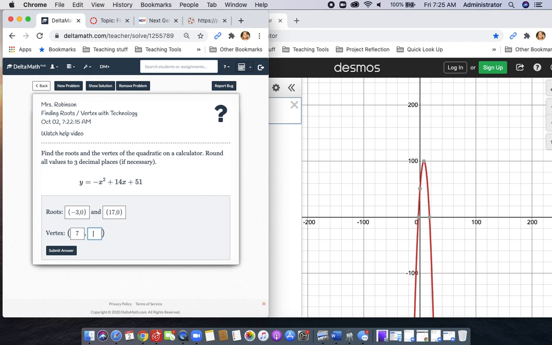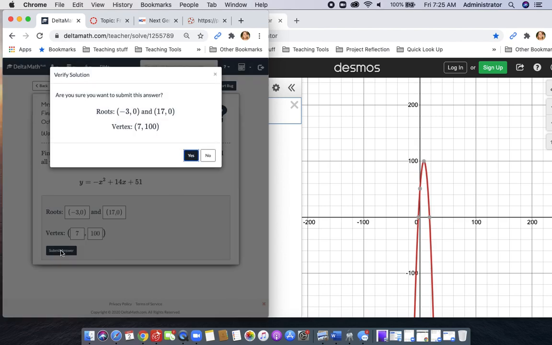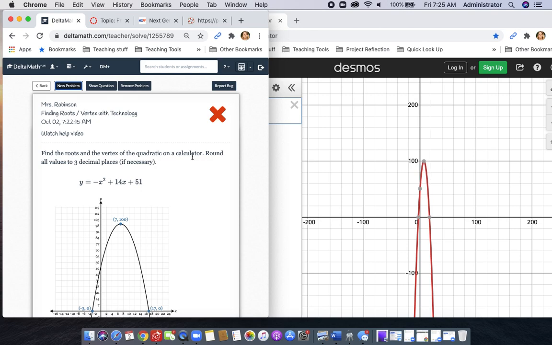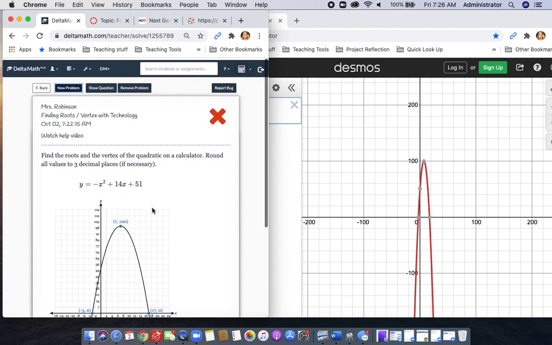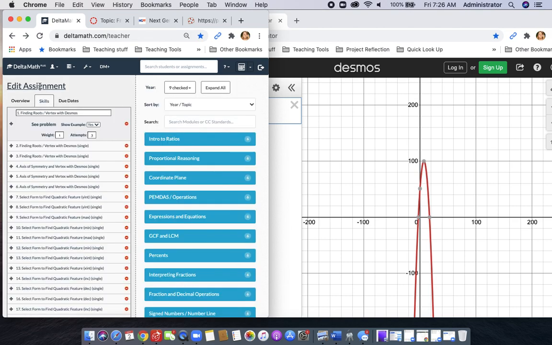So I'm going to tab over and hit 100, or you can just click in the box. So 7, 100, and I'm going to submit my answer. All right, so why did it give me that? So if I look here, they want us to just type in the roots without writing it as an ordered pair. So I typed it in as an ordered pair because that was the expectation we did before, but clearly you're seeing now at this point, you only have to type in the actual x values, not the ordered pair.